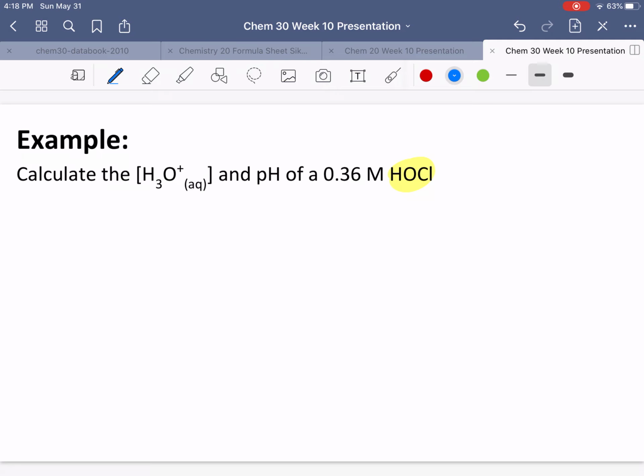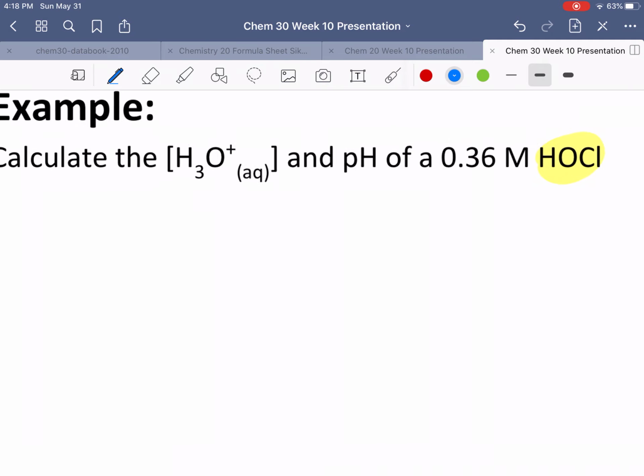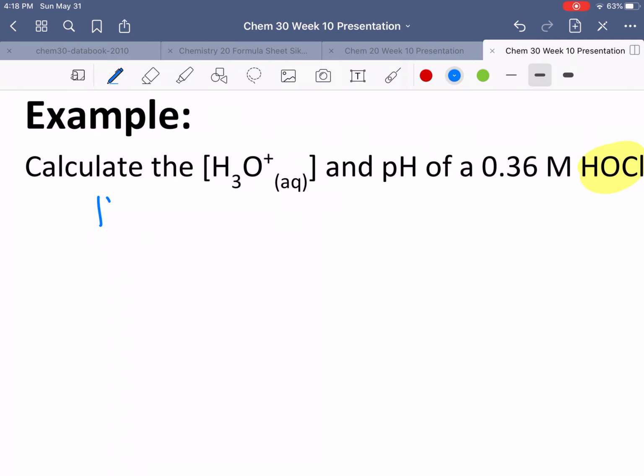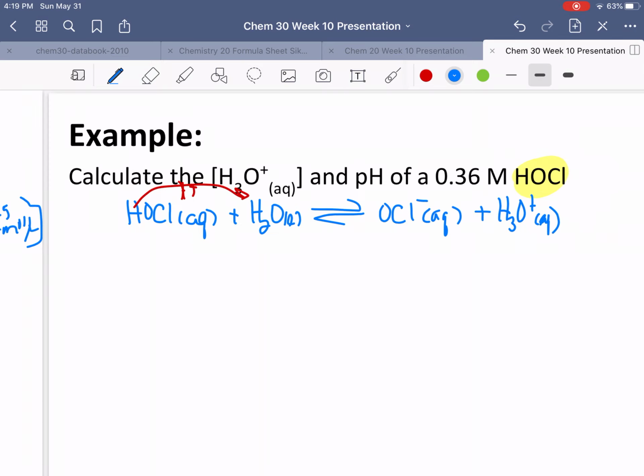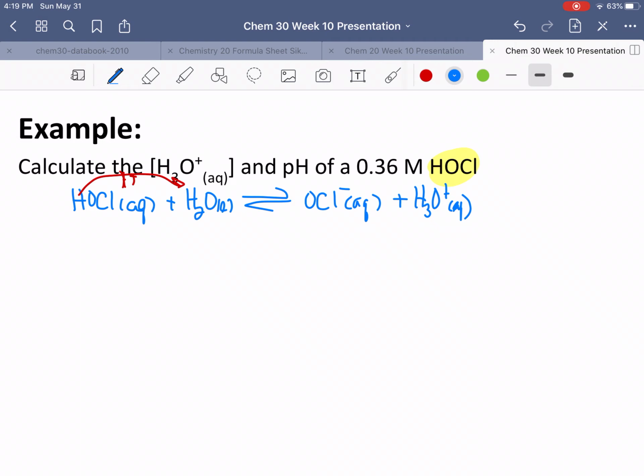Once you've established that this thing is weak, now you can create the ionization equation. HOCl, aqueous, react it with water. The hydrogen proton is going to transfer. This is a weak acid, so equilibrium arrows. We're going to be left with the OCl negative aqueous plus hydronium, H3O plus aqueous. Totally the same question as what we did before, guys, right?